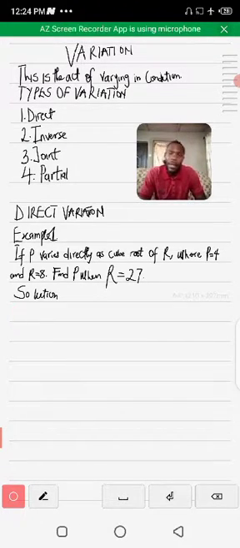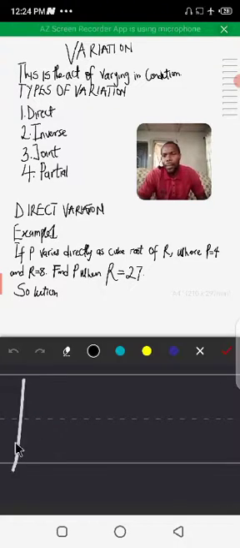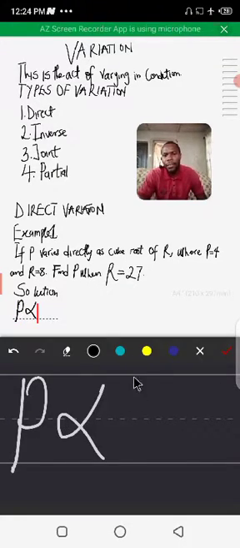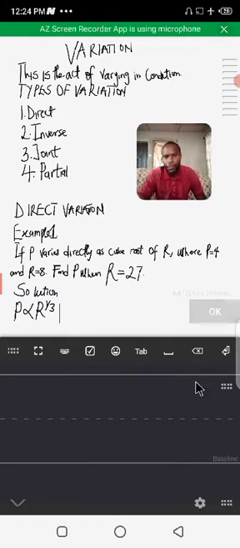The first example lets us know that if P varies directly as the cube root of R, where P is equal to 4 and R is equal to 8, find P when R is equal to 27. We first give out the relationship of that statement. He said P varies directly as the cube root of R.